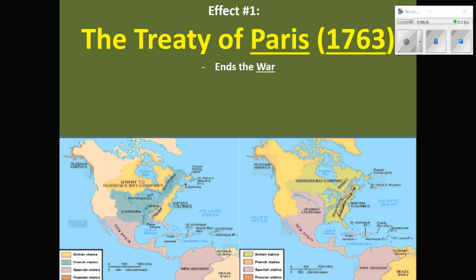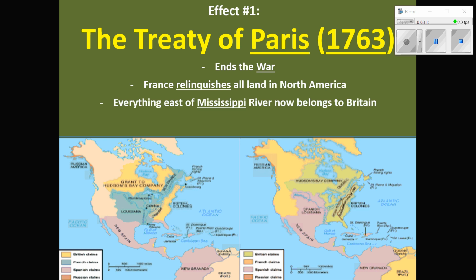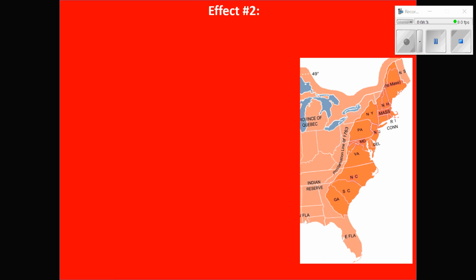The Treaty of Paris did a couple things. It ended the war. France relinquished, or gave up, all of its land in North America. And everything east, so that is this way, everything to the right of the Mississippi River, now belonged to Great Britain. You can see the blue line right here that goes all the way to Louisiana. That's the Mississippi River, right up there. And now the Native Americans had lost their ally, their partner, and their trading partner in the situation.